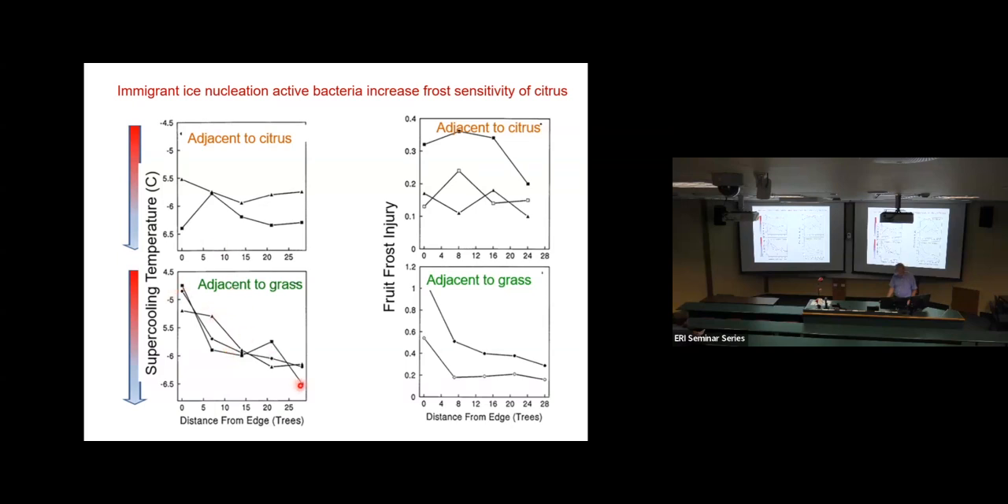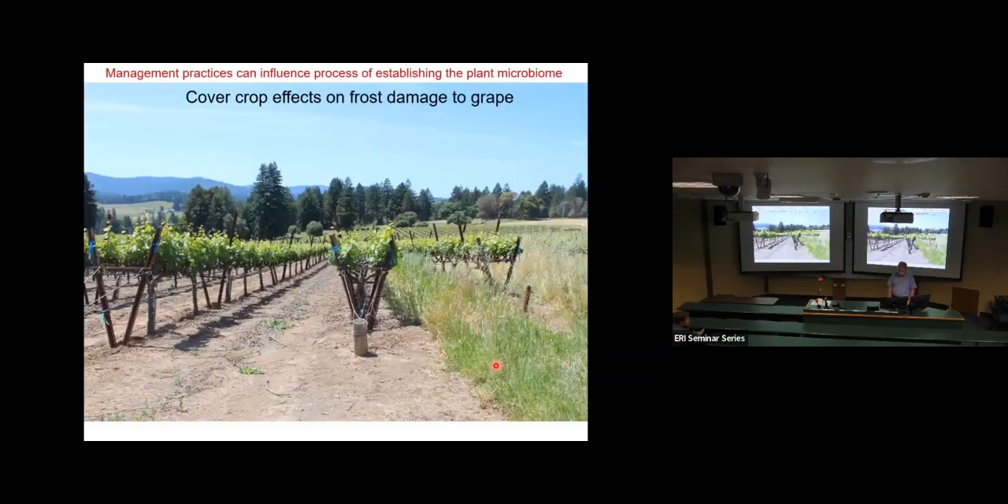And again, we see this strong gradient. There was much less supercooling near the grasses and much more supercooling as you moved into the grove. So 25 trees in was about 100 meters or so. And the frost that we eventually saw showed the same pattern. We actually had damage to the fruit that were hanging on the tree, more damage near the edge of the grove where there was the bacteria present, and probably the ones that didn't have the grasses present, there was much less freezing events. Maybe a little more understandable would be some similar work that we've done with grapes.